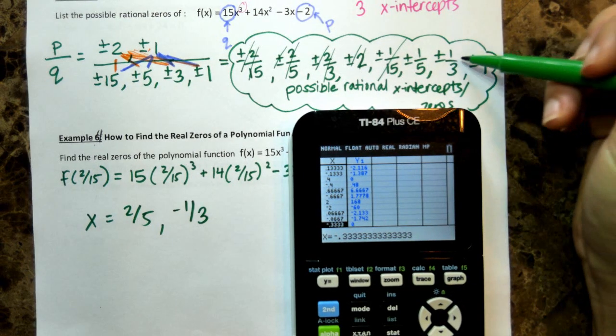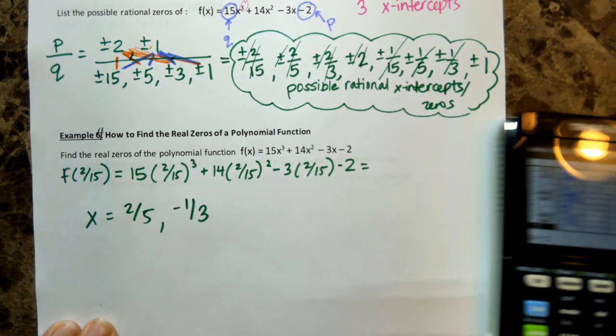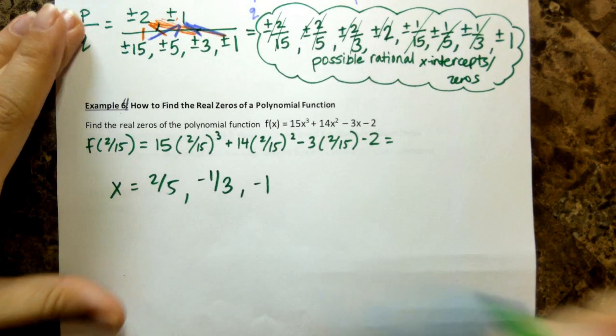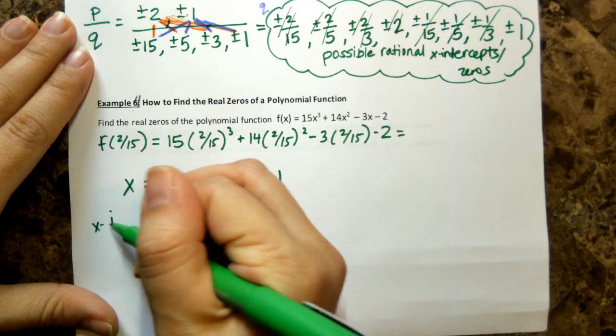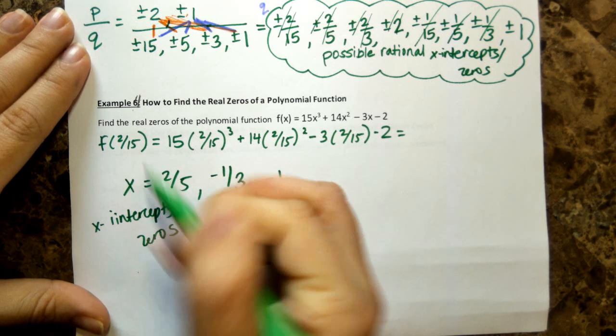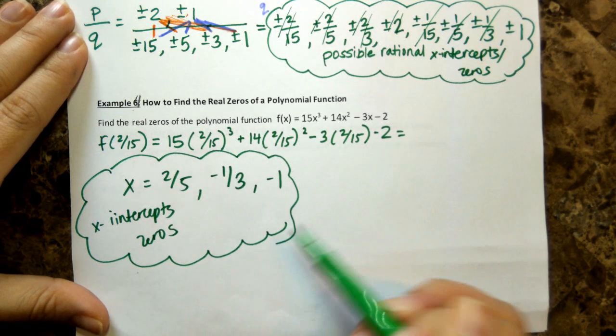All right, I just need to try positive and negative 1. So let's try 1. That's 24. Let's try negative 1. Yeah, negative 1. And I got 0. So we have a total of 3 x-intercepts, or zeros if you want to call them, and they are 2 fifths, negative 1/3, and negative 1.